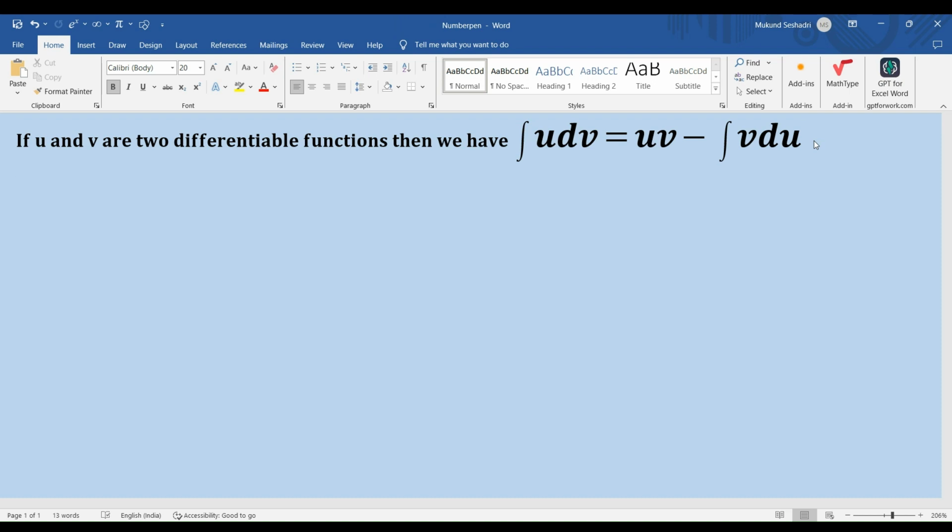So today we are going to look at integration by parts, right? So what do we mean by integration by parts? If u and v are two differentiable functions, then we have integral of u dv equal to uv minus integral of v du, right? So what we're going to look at in this particular video is how do we arrive at the given identity that we have written down on our screen, right?